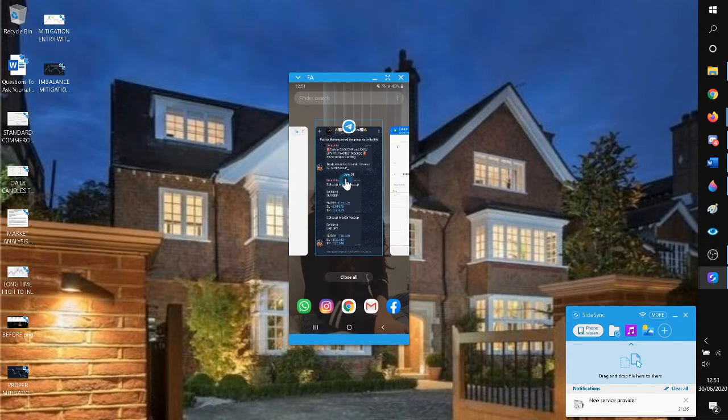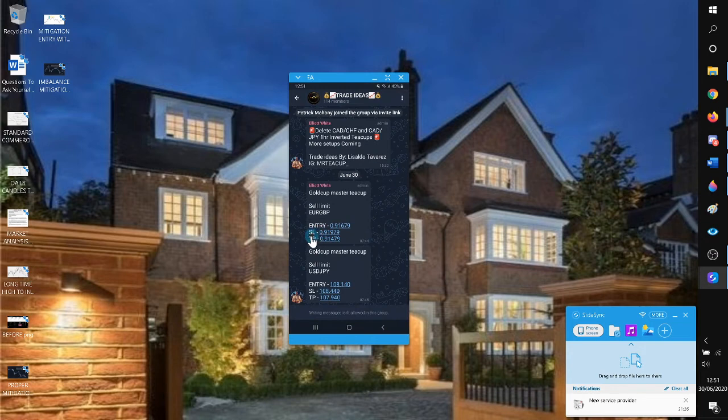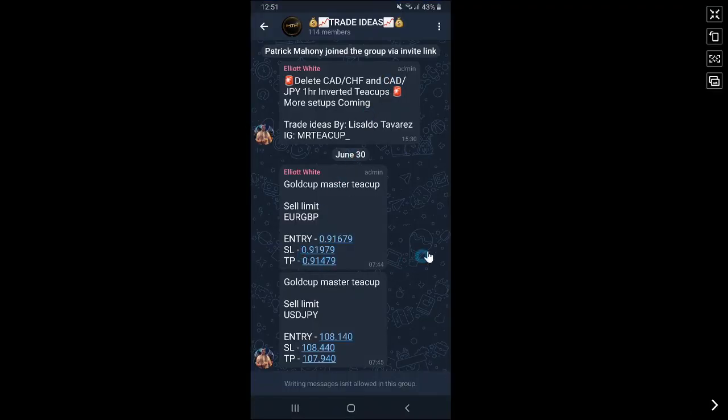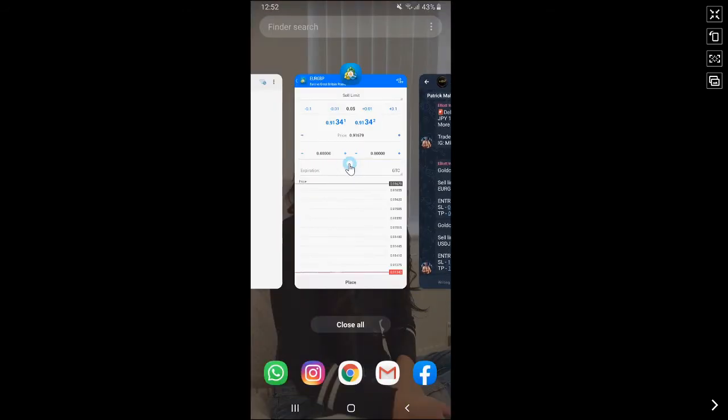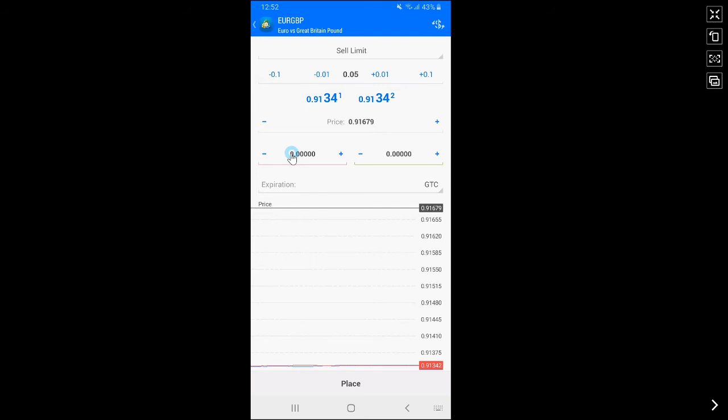Next is the stop loss. So SL, it's saying is 0.91979. Let's open this up so it's a bit bigger for us. 0.91979. The red underline means stop loss, so red is stop loss. So let's double check that was correct.